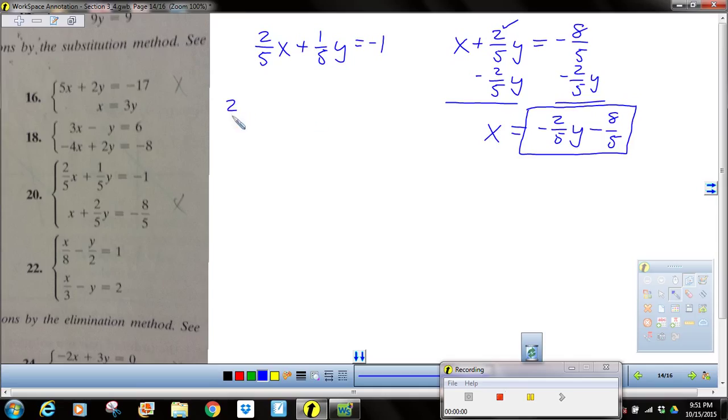So I have 2/5 times x, which is this right here, and now I no longer have x's in my equation, I just have y's. So I'll solve for y. First thing is to get rid of parentheses. 2/5 times negative 2/5 is negative 4/25. And 2/5 times negative 8/5 would be negative 16/25.